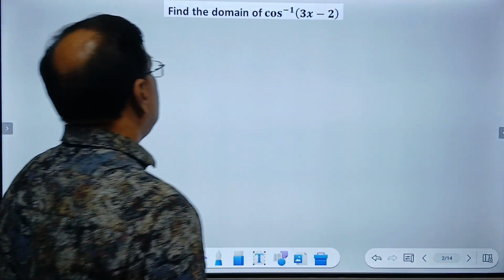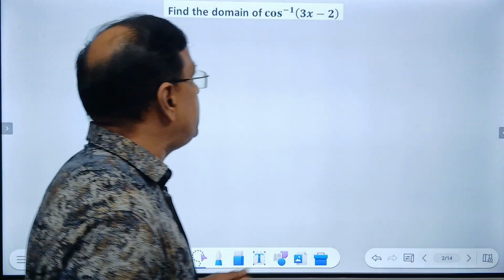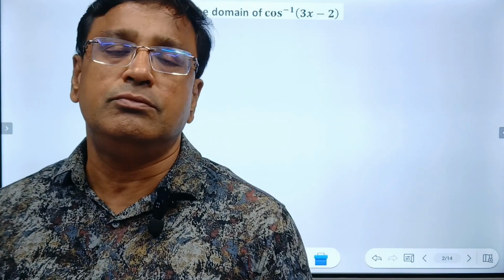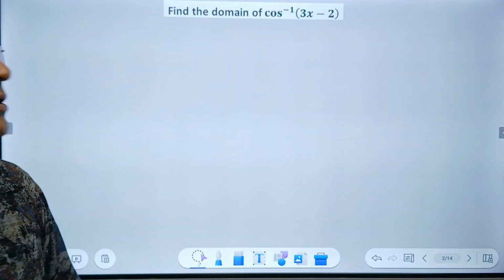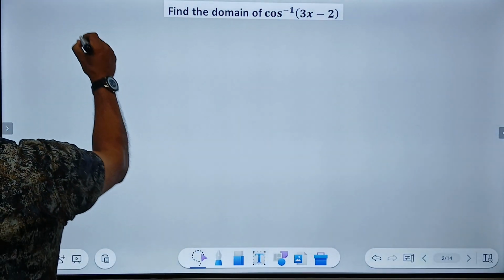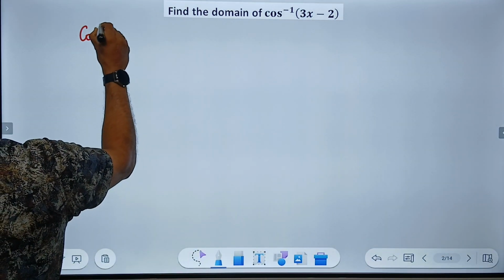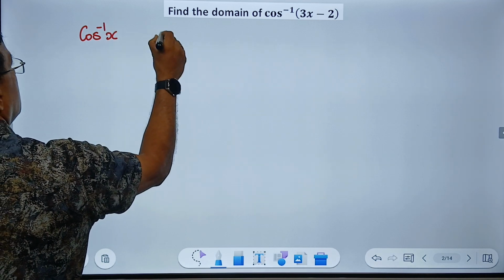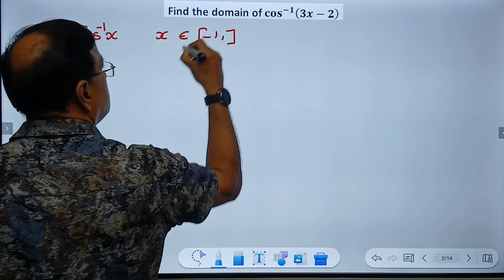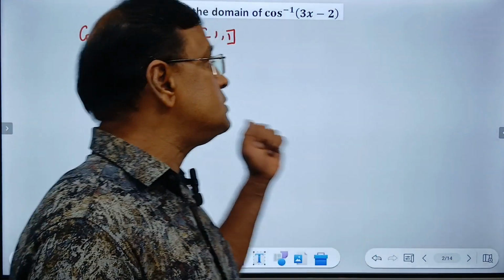The first question, I am not going to explain the concept again because it's already done before. The question is, find the domain of the function cos inverse of 3x minus 2. Very important type of question. For cos inverse of x, the domain is the closed interval minus 1 comma 1.